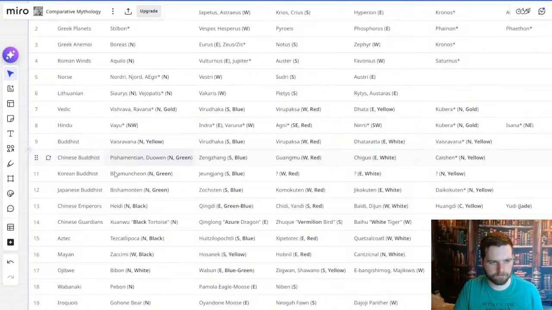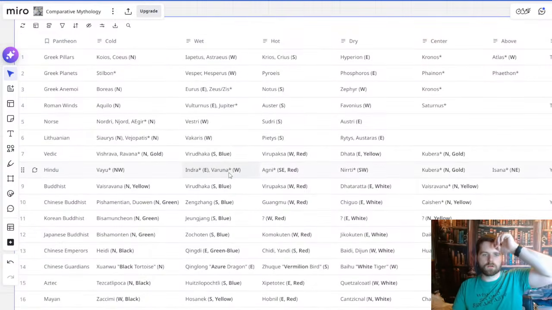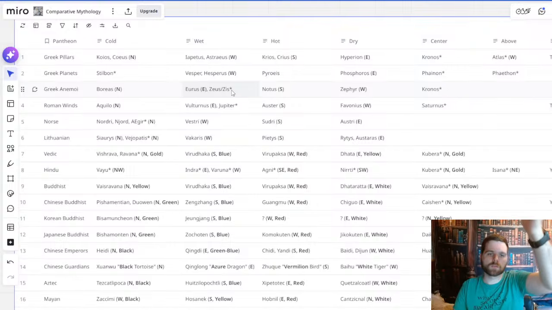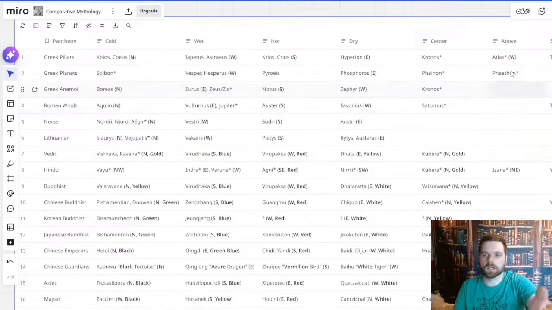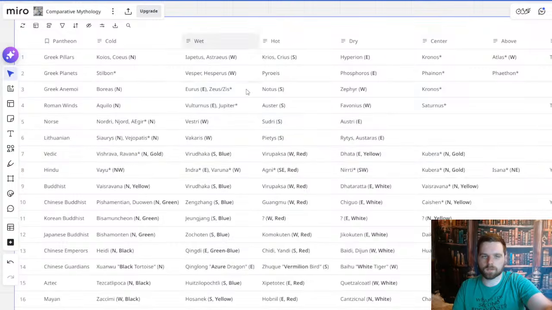Varuna and Indra. I put Varuna and Indra both in this section because we already had Zeus in Eurus, so there's already a precedent for the Jupiter deity being here, and I put Phaethon over there because I couldn't in good conscience put him in this necessarily. It's not quite working.